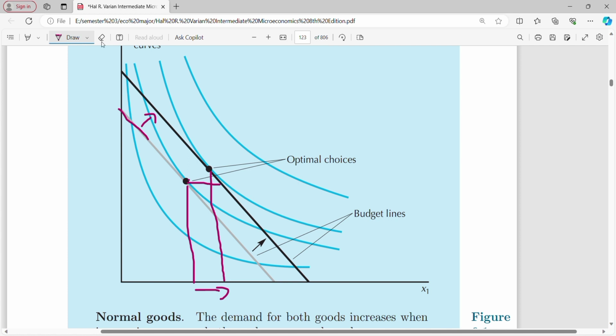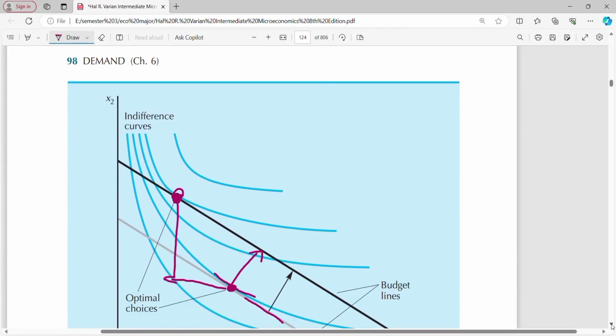I'm not giving much explanation of this tangency and all, you know what it is. When the budget line is tangent to the IC, there the optimal bundle is positioned. In the second indifference curve, the optimal bundle is positioned here, so the demand has increased this much. So that is what a normal good is. And if there is a normal good, definitely there will be an abnormal good. So what will be the abnormal behavior?